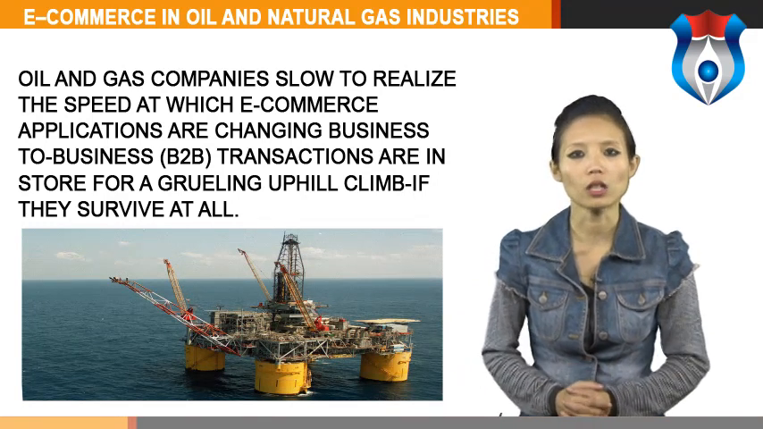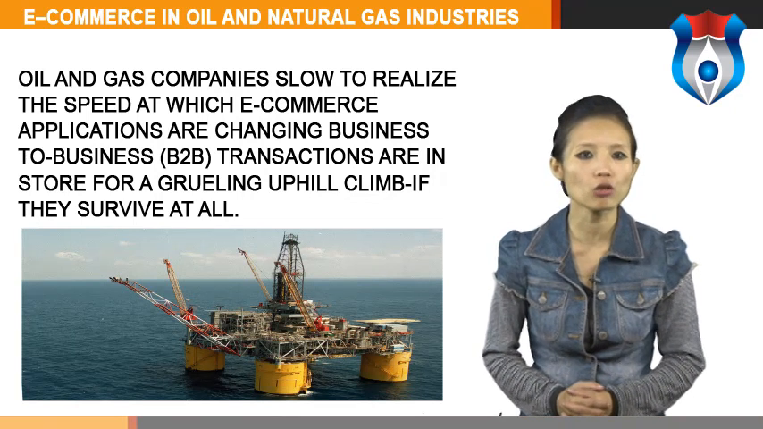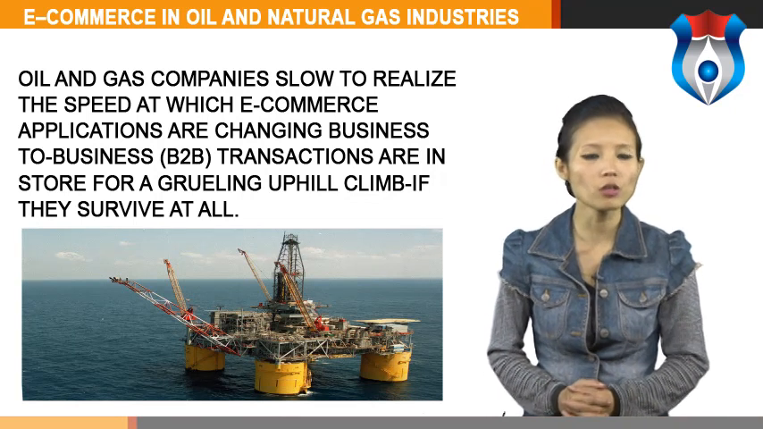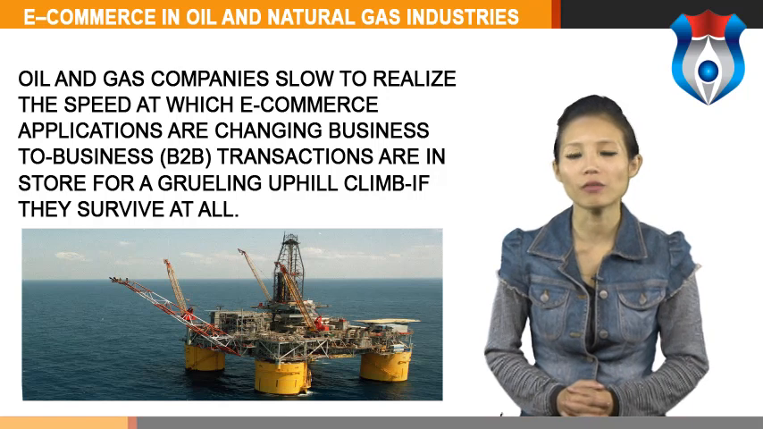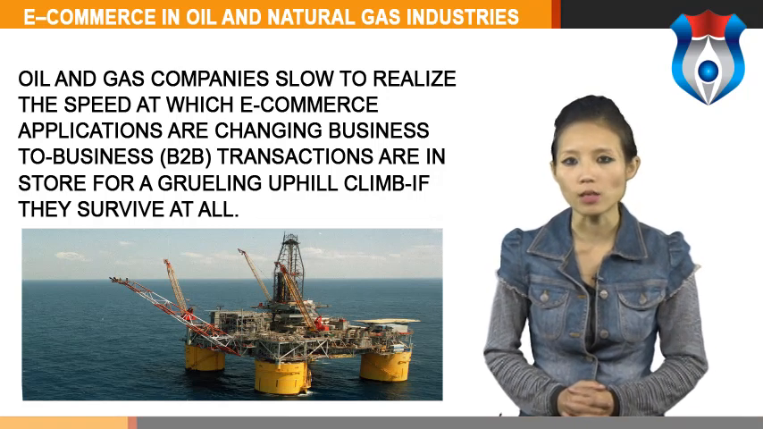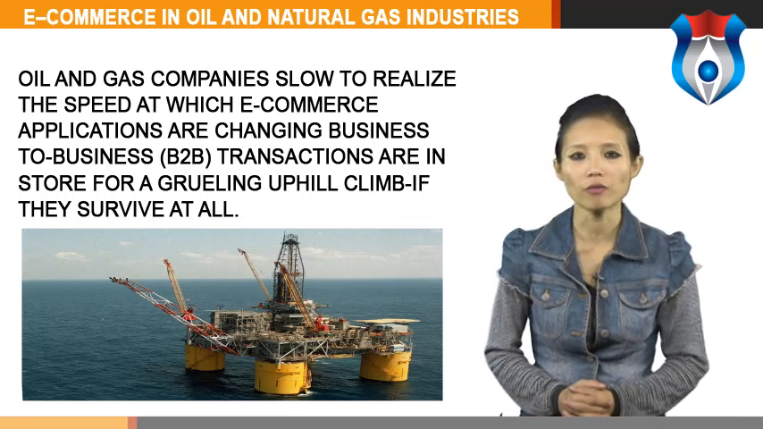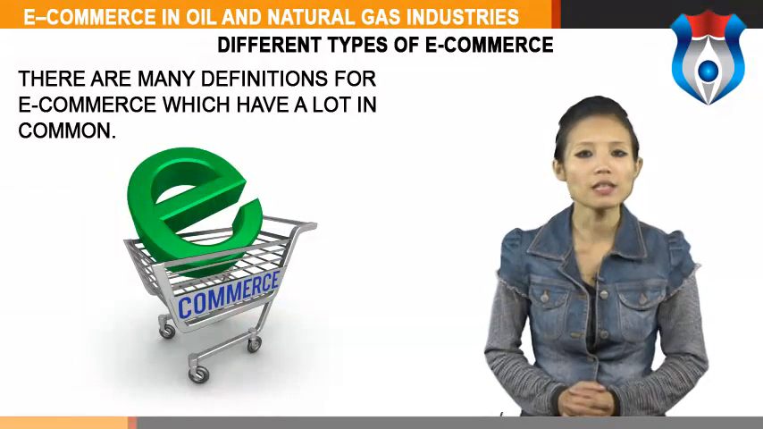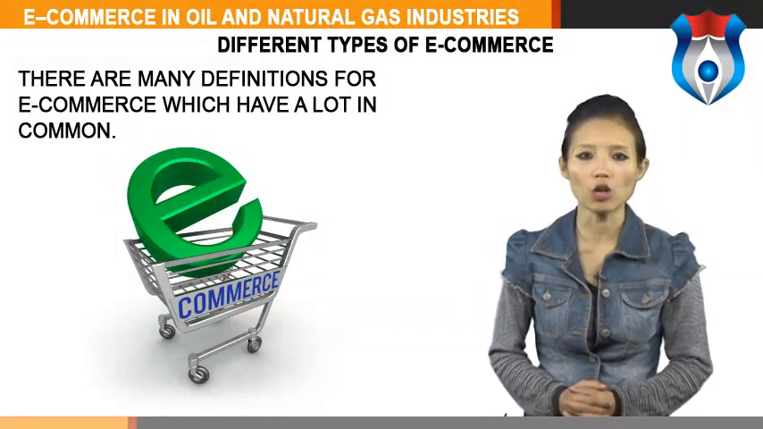By definition, the e-business supply chain can be divided into two basic segments. The first, called e-procurement, can be defined as the B2B ordering of goods and services through electronic systems including the internet and private networks. Let us now discuss the different types of e-commerce.